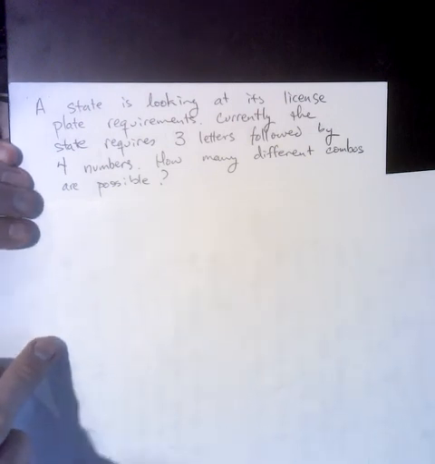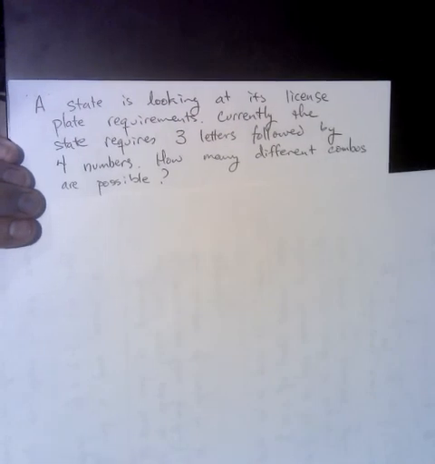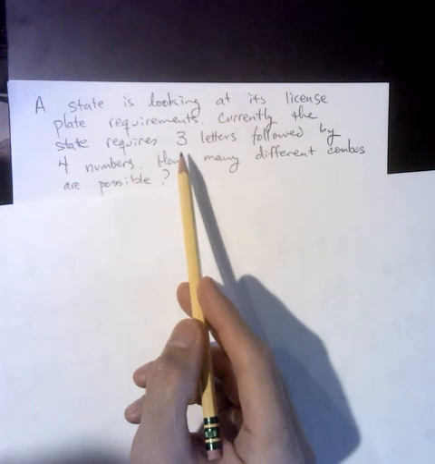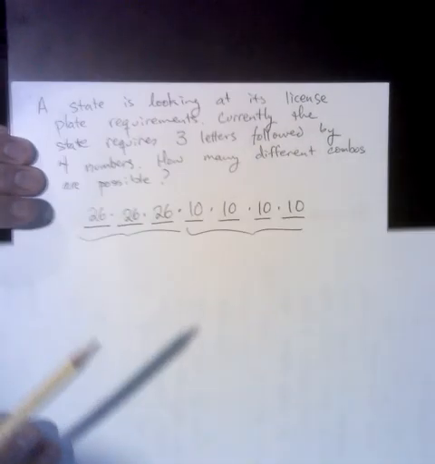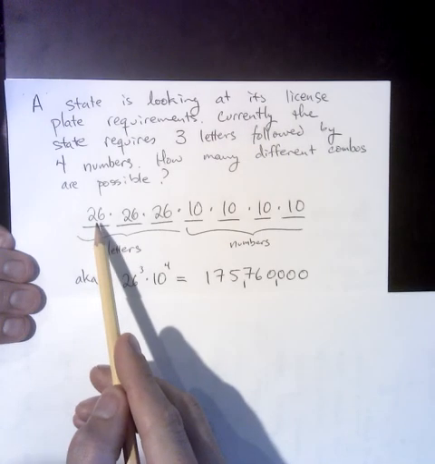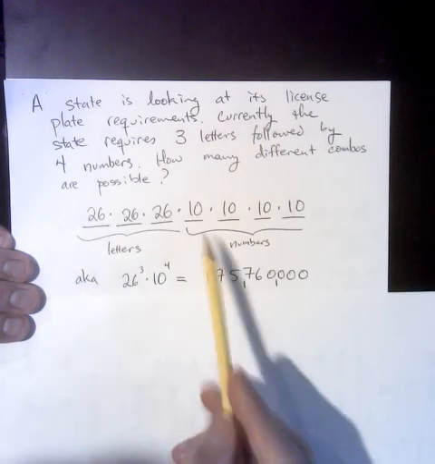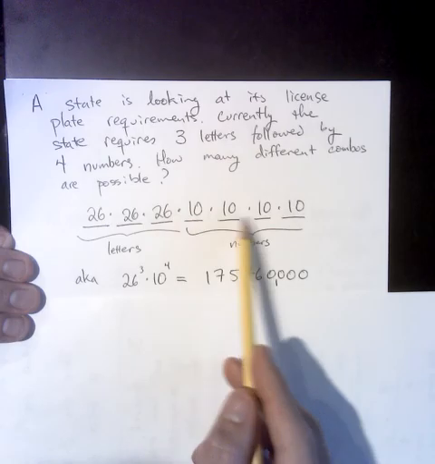So we are going to break this down into individual tasks. We have 7 positions to fill in the license plate. So the first 3 have to be letters. How many letters are there? There are 26 letters in the alphabet, so we have 26 choices for each of the first 3 positions. The last 4 positions each have to be numbers. There are 10 choices for each of those 4 positions.